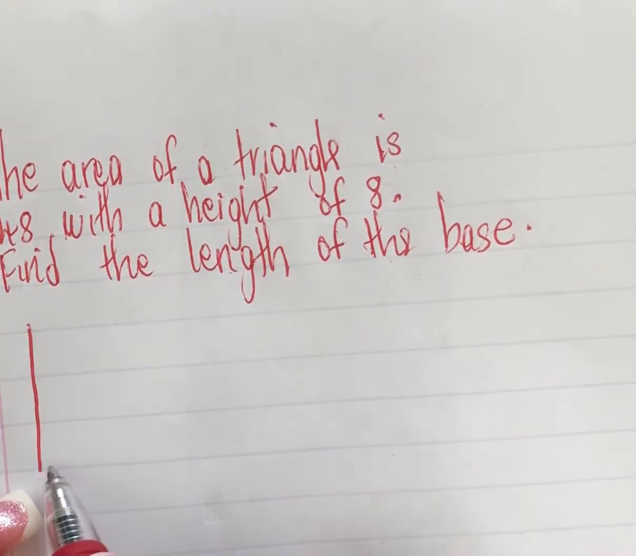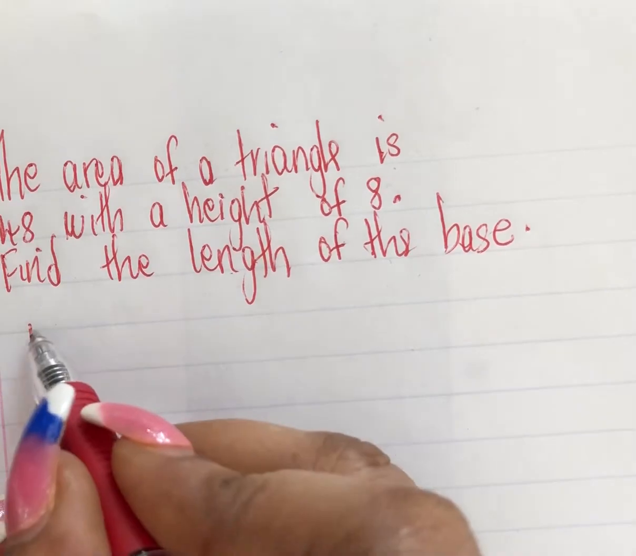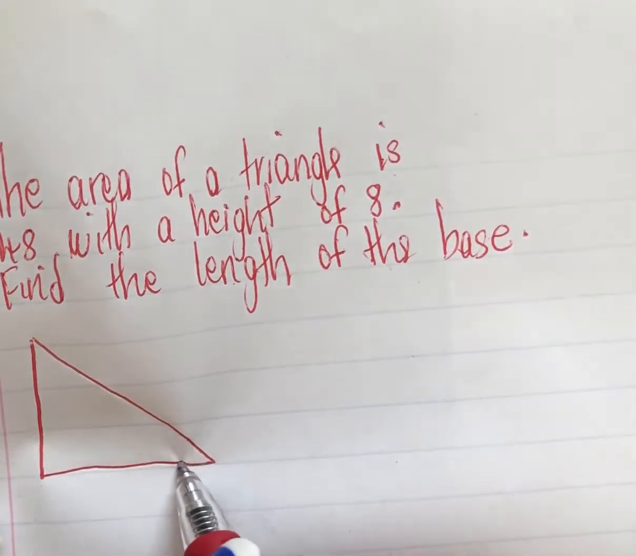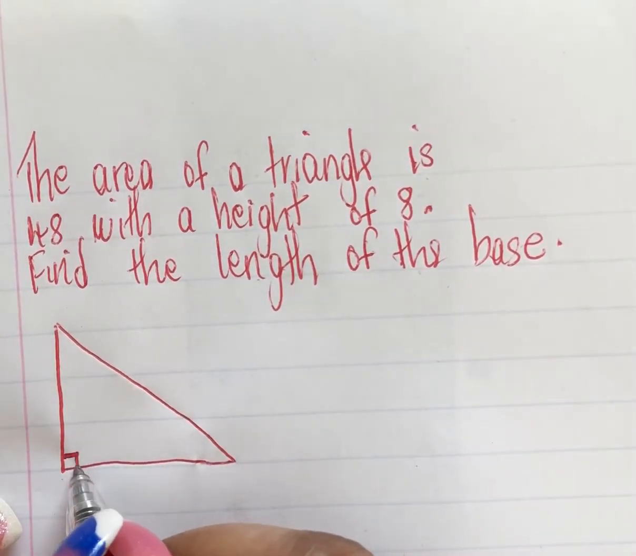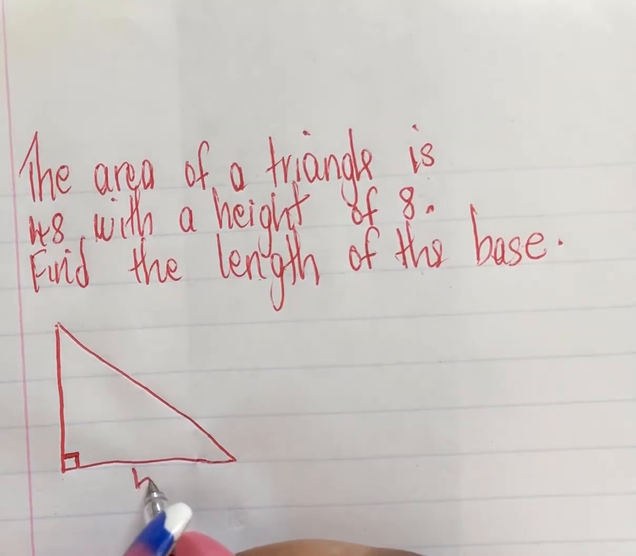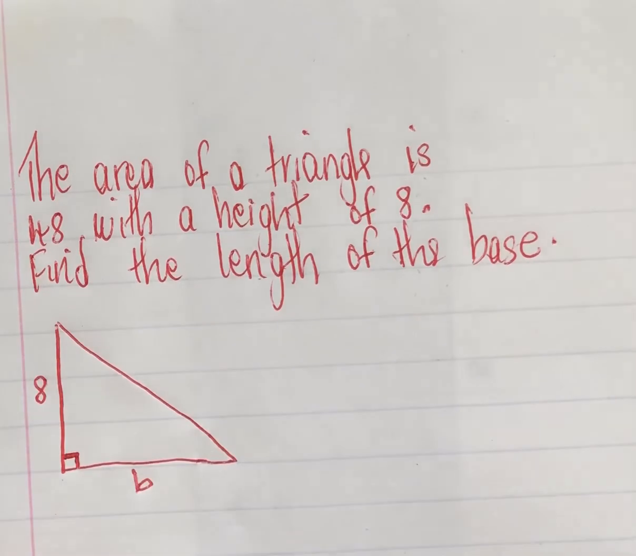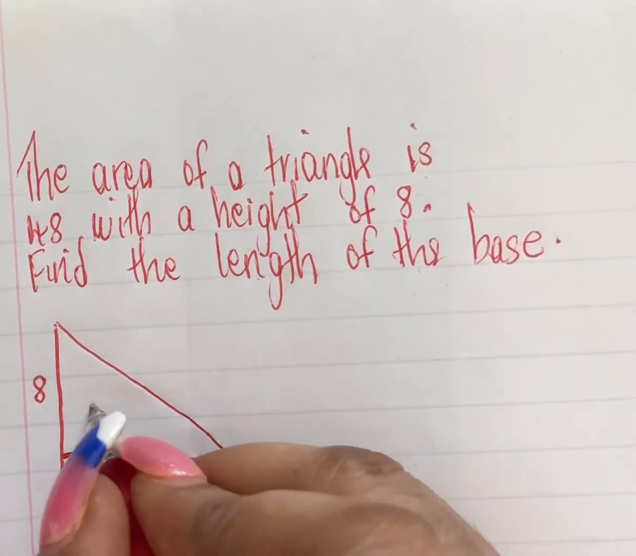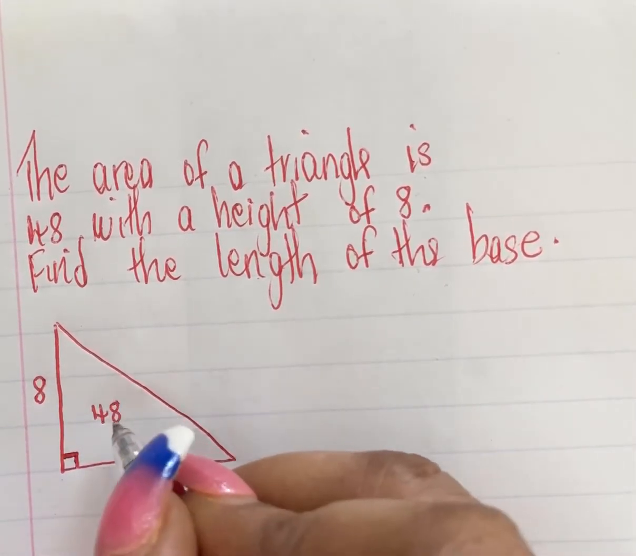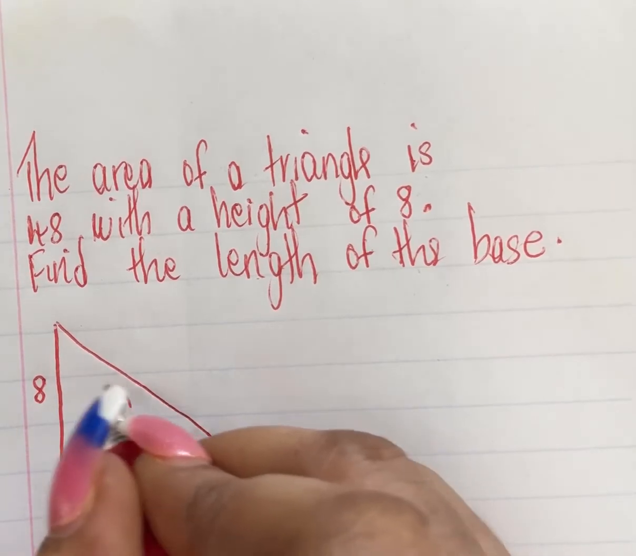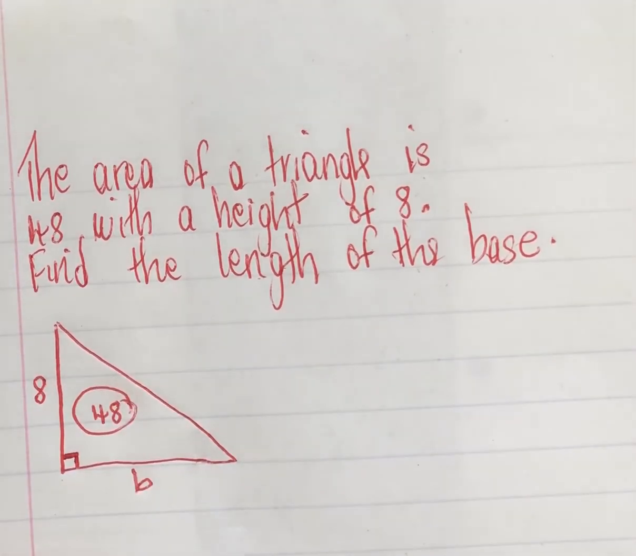If we decide that we want to see a rough sketch, this is my base, which is my unknown. This is my height, which is 8. And then my area is 48.